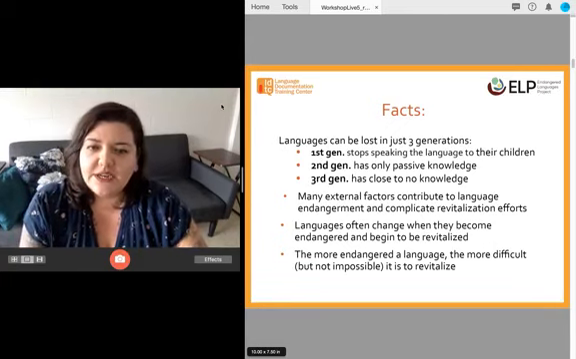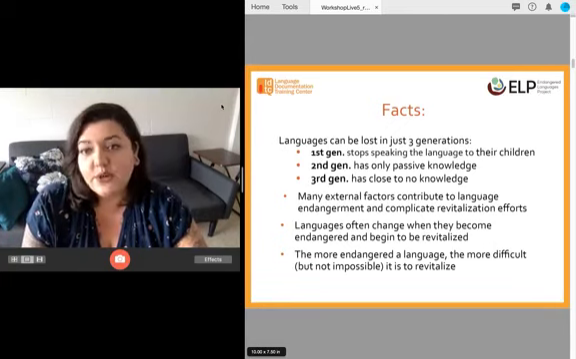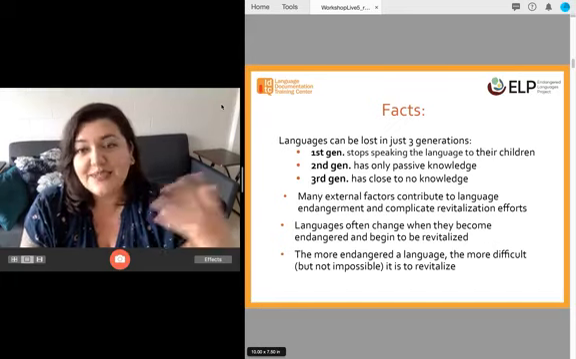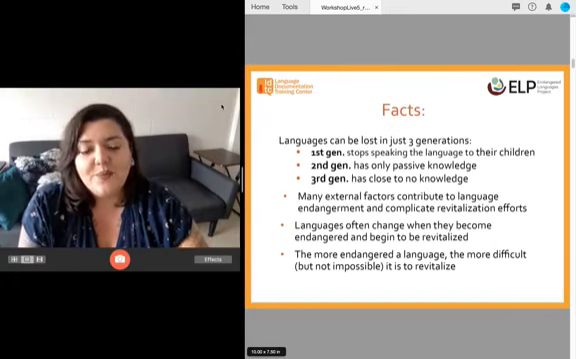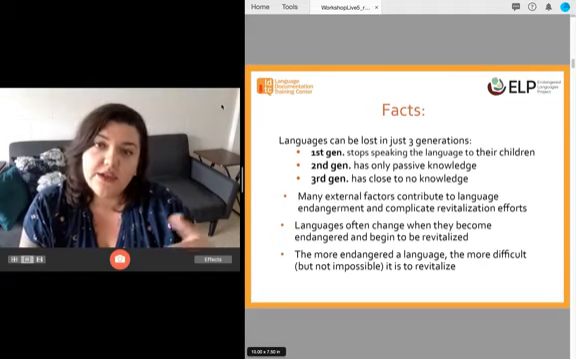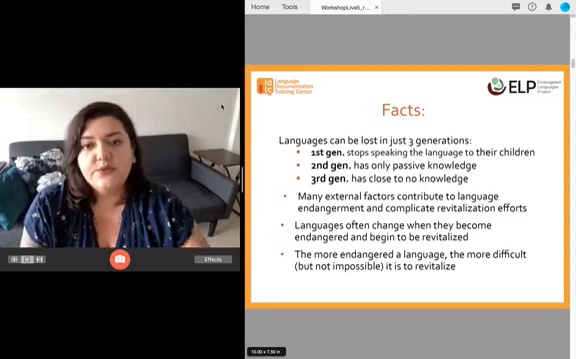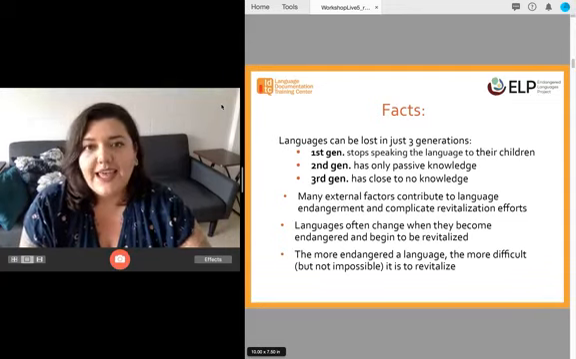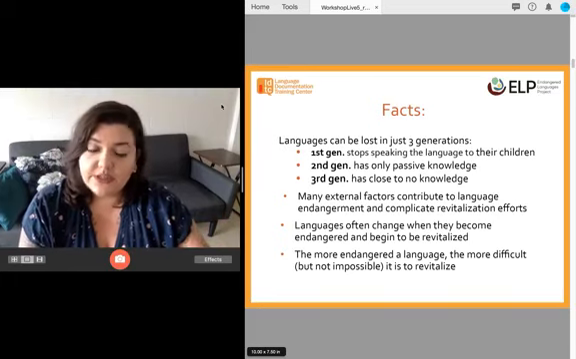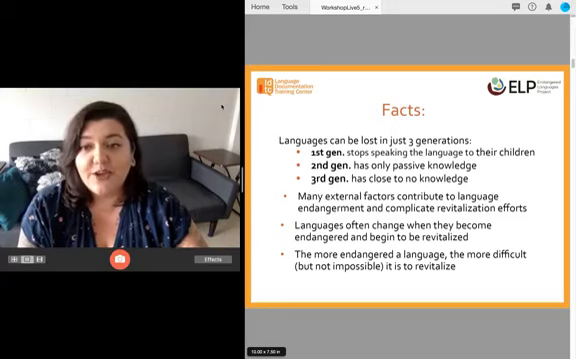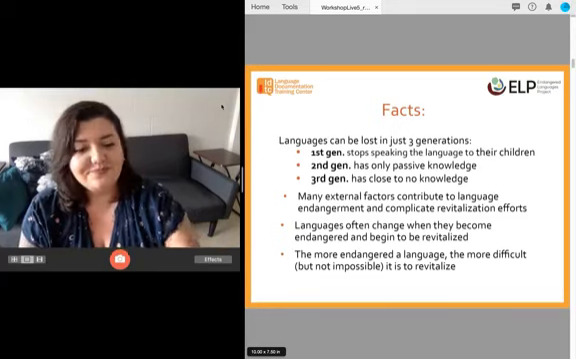And also, the more endangered a language is, the more difficult it is to revitalize. It's not impossible. It's never impossible. We'll see some examples later of that. But it is definitely something to consider: how far along in the endangerment process you are, how many speakers are available to you, what's the documentation situation of that language, and consider those factors moving forward. The more endangered it is, you have some obstacles, but everything can always be overcome with enough determination.